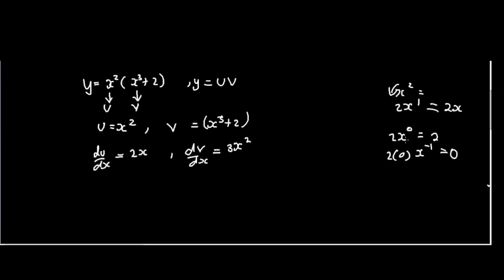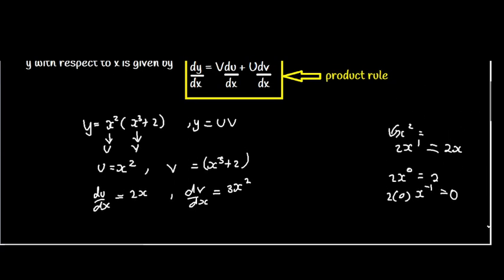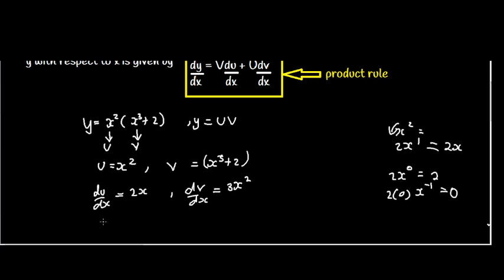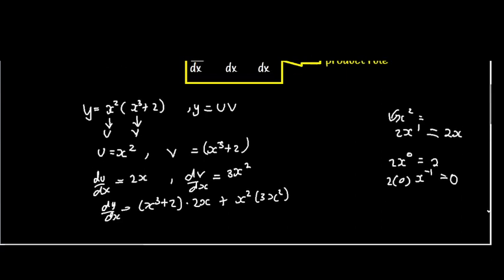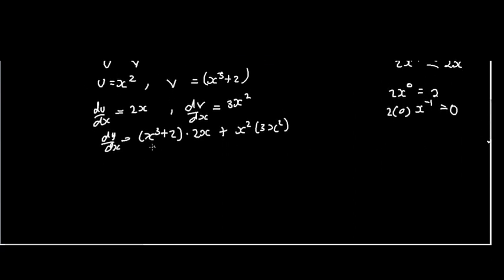Now let's proceed. We have du/dx and dv/dx, so let's substitute into our formula. We have dy/dx equal to, and whichever way around, even if you begin with u dv/dx plus v du/dx, it's the same. So we have v du/dx, where v is x cubed plus 2, multiplied by du/dx which is 2x, plus u, which is x squared, times dv/dx, which is 3x squared. This is our dy/dx, but we can simplify it further.